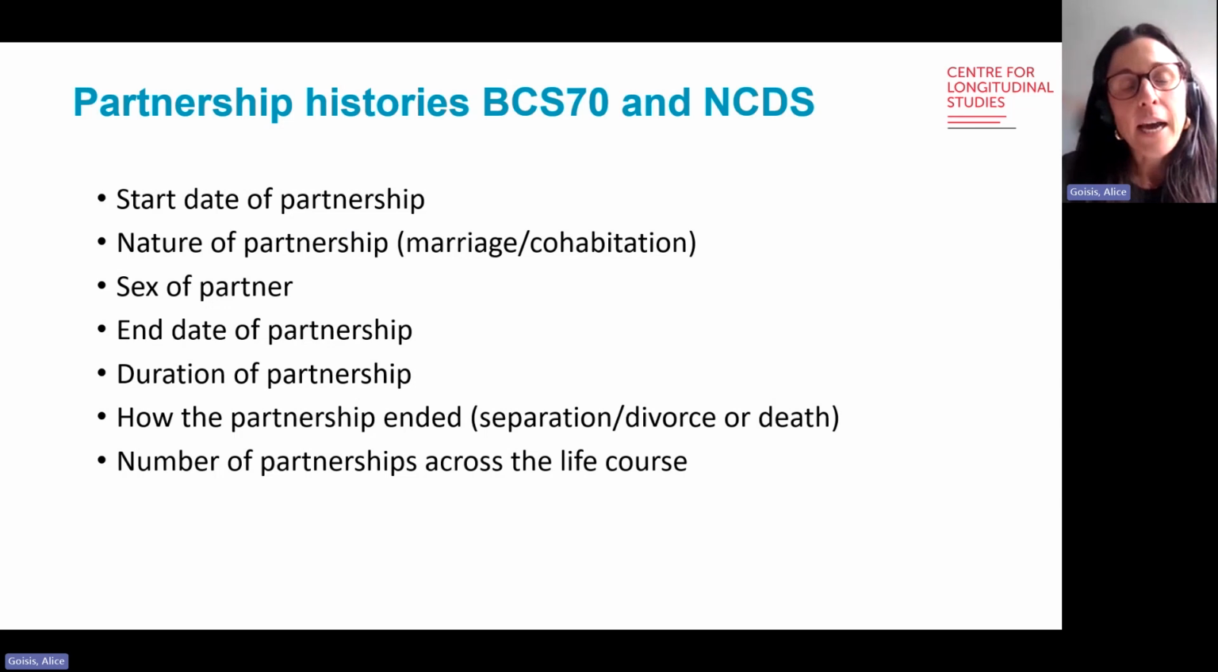These data sets include information on the start date of the partnership, the nature of the partnership, if it was a marriage or cohabitation, sex of the partner, and if the partnership ended, there is information on the end date of the partnership, duration of the partnership, and how the partnership ended, whether it was separation, divorce, or death. And then for each cohort member, we have the number of partnerships across the life course.